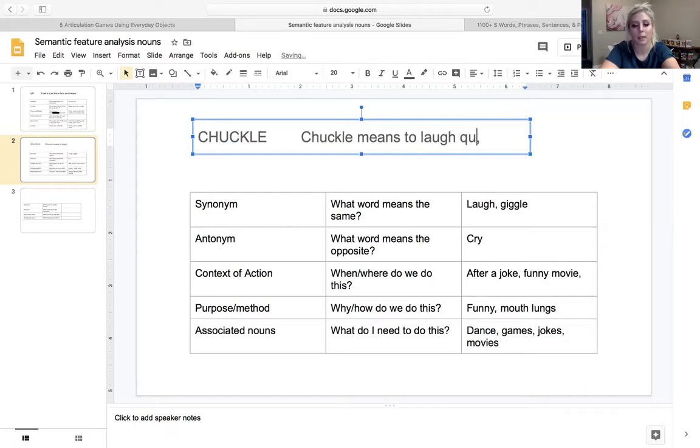It means to laugh quietly. I don't know. This might be why I didn't address it. Means to laugh quietly, like after a good joke. Something like that. So if you felt like it needed more information than just to laugh, you could do that, and that way you can target adverbs, like quietly.